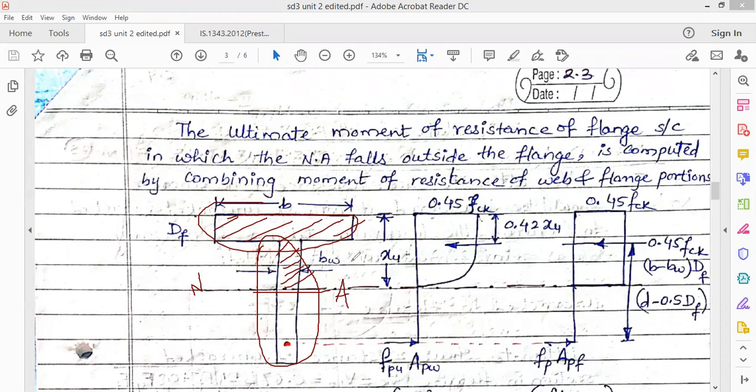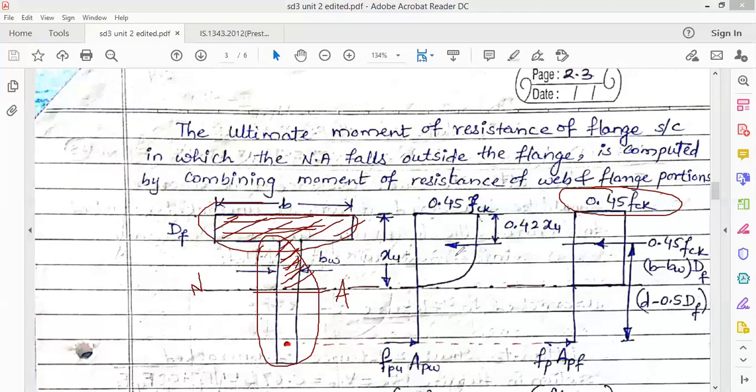So we need to consider two different stress diagrams. One stress diagram is with respect to this flange, and another is with respect to this smaller portion of the web. I have drawn the stress block here, this for the web portion and this for the flange portion. It is a very simple rectangular block here, because the flange is completely under compressive stress. What is the compressive stress at the top? Here it is 0.45 FCK. Here also it is 0.45 FCK.